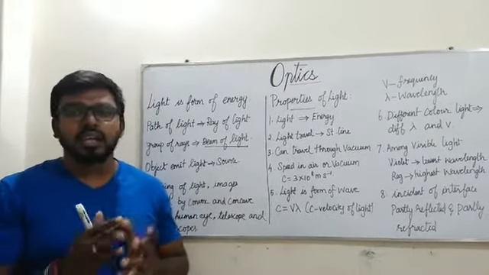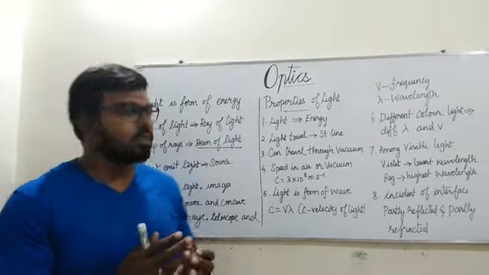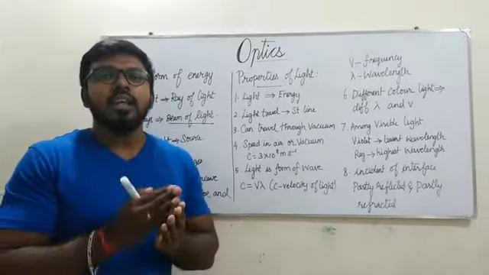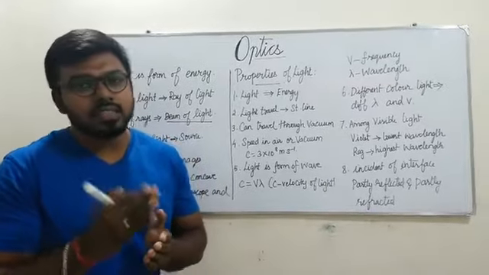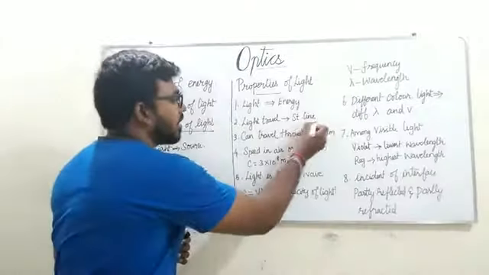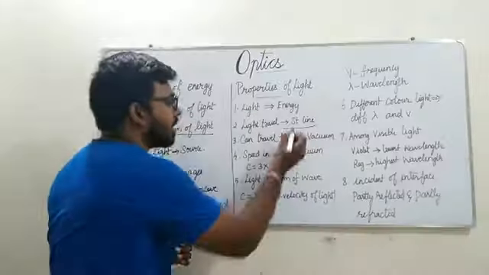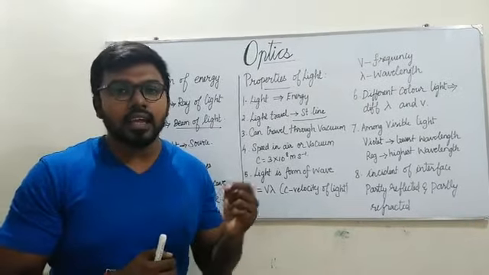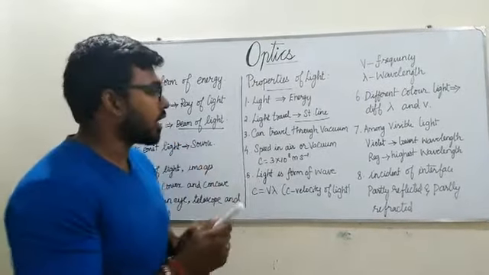So totally there are 8 properties that are associated with light. The first property is, as I told before, light is a form of energy, and light will travel in a straight line. Light does not require any medium to travel, so we can say light can travel through vacuum.